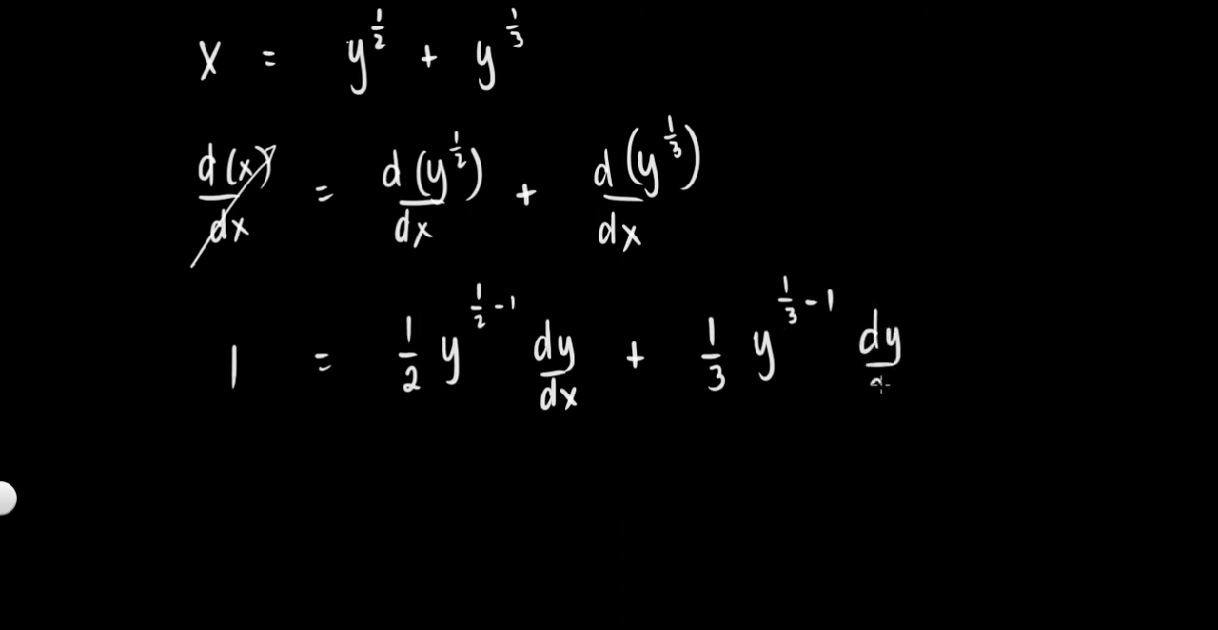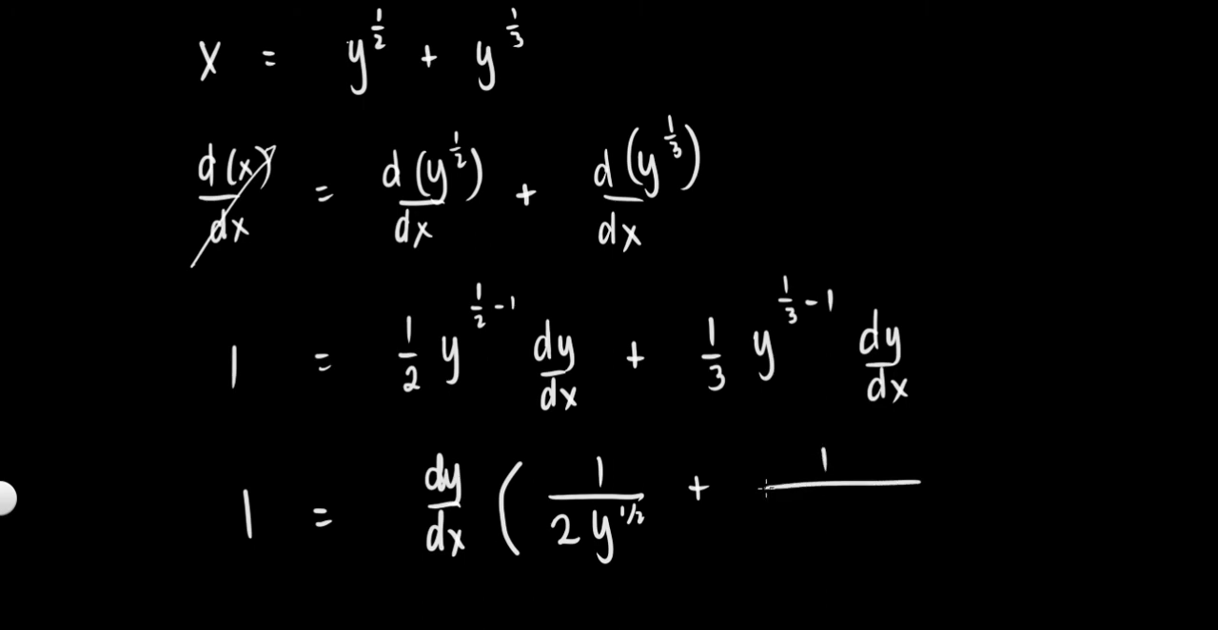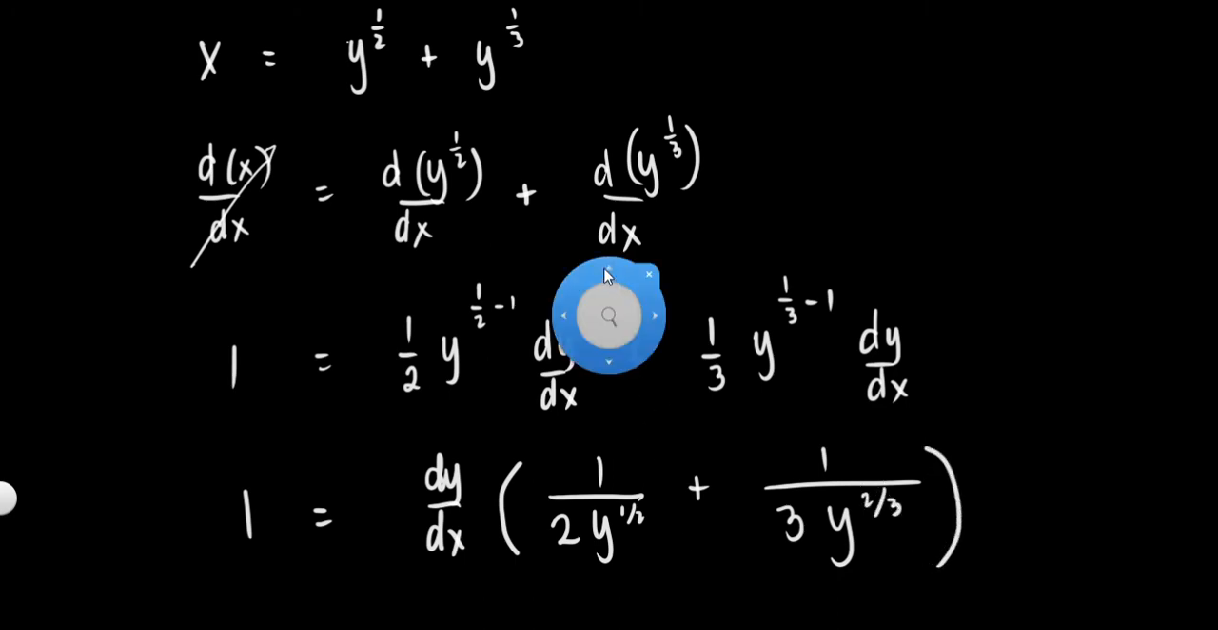Dy over dx. Yes. So, 1 equals, factor out the dy over dx, multiplied by quantity 1 over 2. Ibaba na natin to because this is negative 1 half. So, y raised to 1 half plus, okay, plus 1 over 3. And this is negative 2/3. Ilagay na rin natin sa denominator para maging positive. So, ito na yung magiging equation natin.